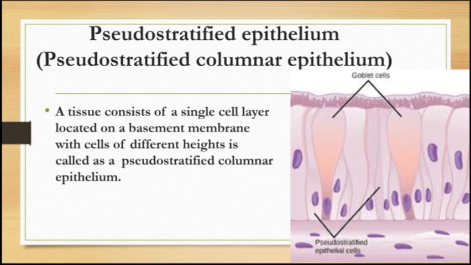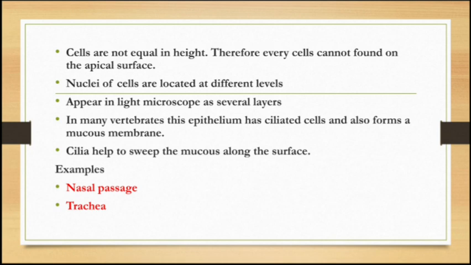So the definition is a tissue consisting of a single cell layer located on a basement membrane, with cells of different heights, called pseudostratified columnar epithelium. Cells are not equal in height. Therefore, not every cell is found on the apical surface. Nuclei of cells are located at different levels, and it appears in a light microscope as several layers.